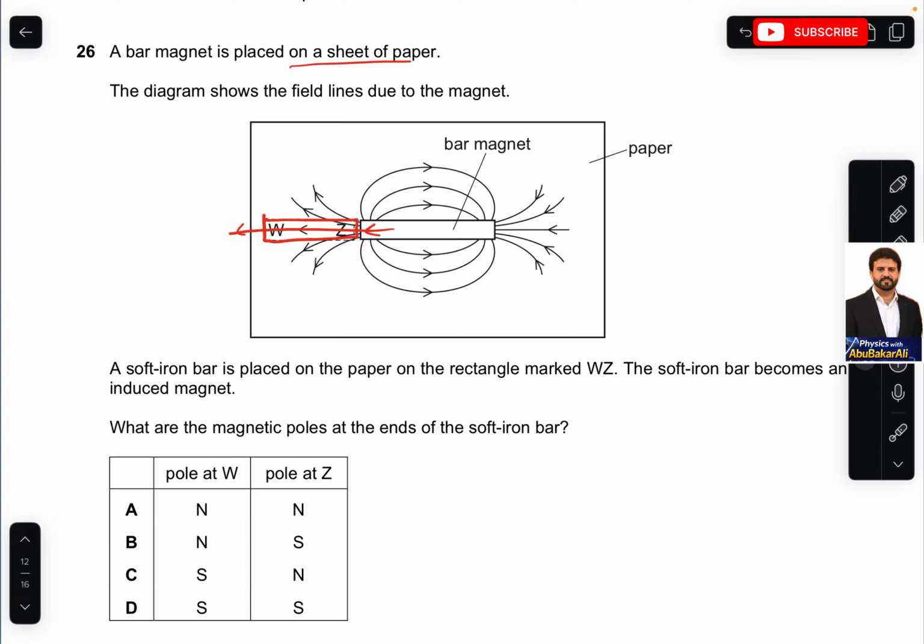Okay, so let's analyze this. If I draw the magnet, wherever the north pole is, the magnetic field comes out, and wherever the south pole is, the magnetic field goes in. So this will be south, this will be north. This is W and this is Z. So W is N and Z is S. So it's option B that is correct.